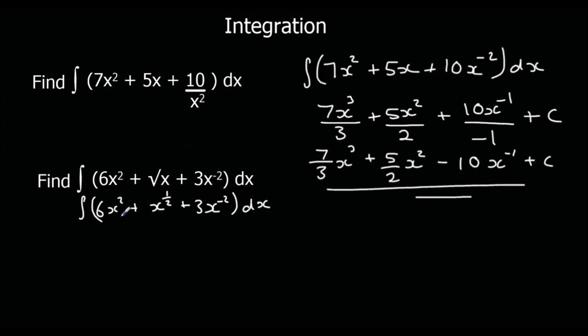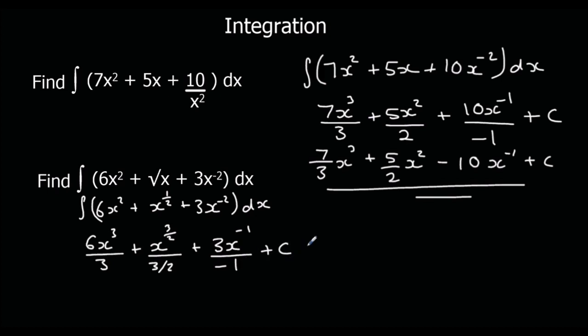So we're going to add 1 to the power and divide by the new power. So 2 plus 1 is 3, divide by 3. A half plus 1 is 1.5, so 3 over 2. And we're going to divide by 3 over 2. And then minus 2 plus 1 is minus 1, divided by minus 1, and plus c. Don't forget the plus c.